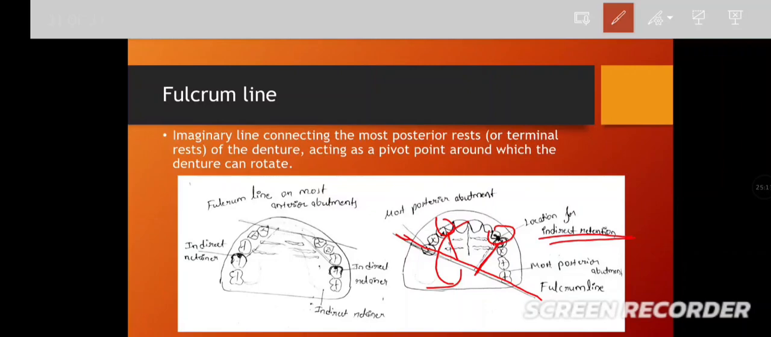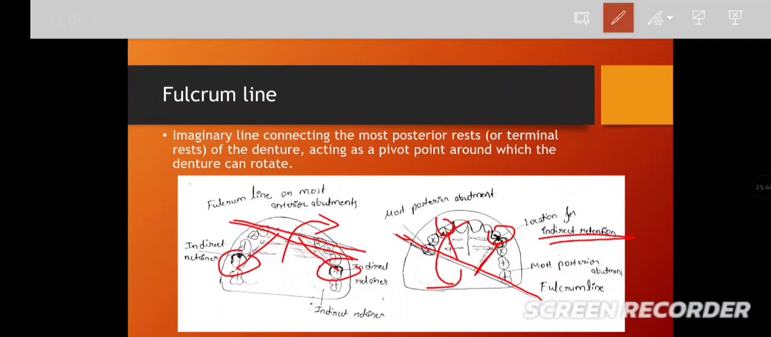But in class 4, it is not on the most posterior teeth. It will be on the most anterior teeth. Here you can see it is passing from the most anterior abutment. So in this, the indirect retainers will be placed in the posterior region on the molars. You can see it like this. So it will prevent the rotation of the denture.